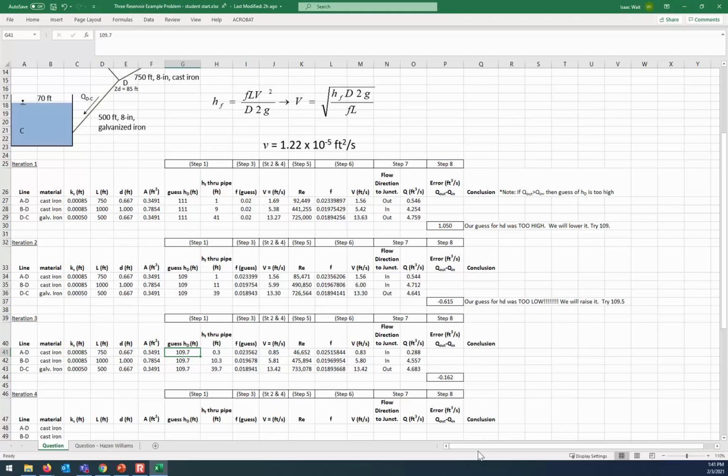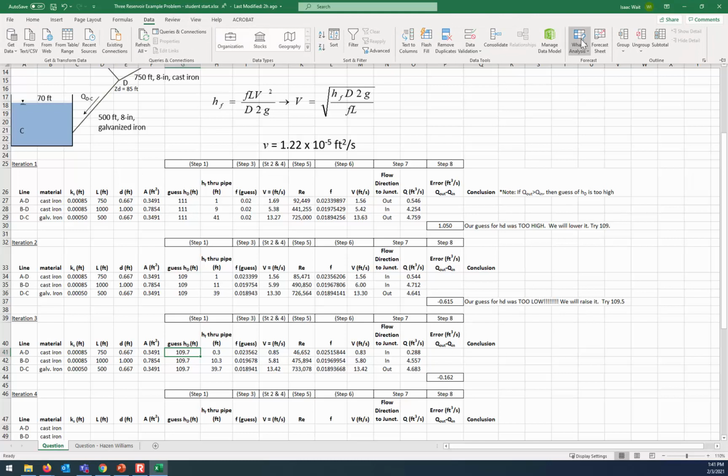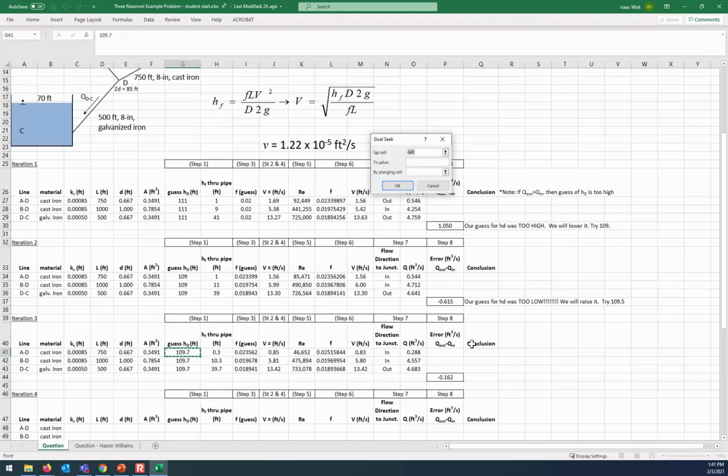But let's do a goal seek. Our goal seek is we want this to be 0 by changing our guess of HD. So data, what if analysis, goal seek. Set that to 0 by changing the elevation. Go for it. Oh, all right. It was looking hairy for a second there. The F values aren't stabilized, but this gets us a pretty good guess to use in our final iteration.